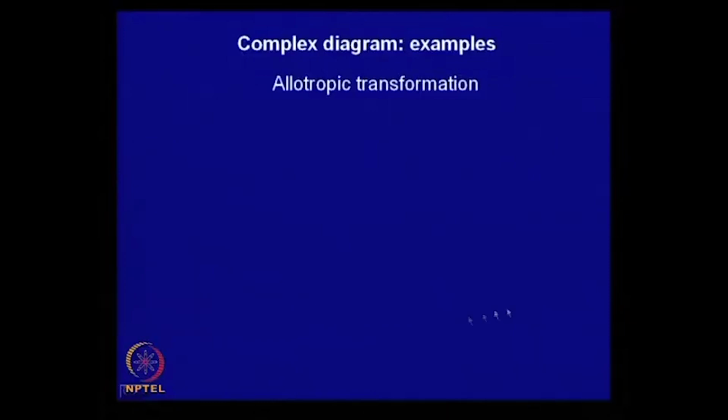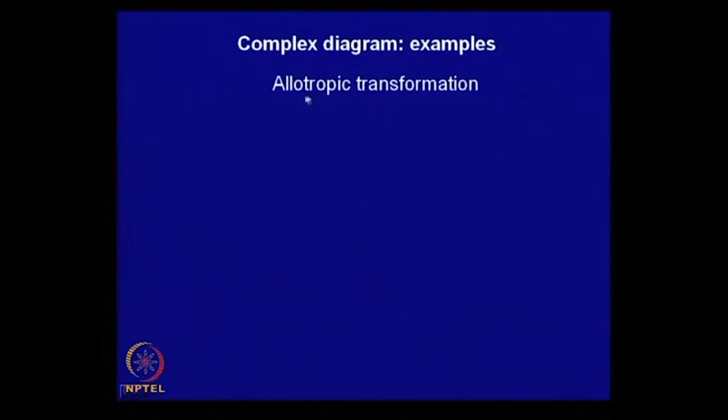As we have seen, pure iron, when you cool, initially solidifies into a body centered cubic structure, then it gets converted into a face centered cubic structure, and on further cooling it again transforms into a body centered cubic structure. So, that means pure iron has 2 such allotropic transformations. Now, how are these transformations represented in the phase diagram? Let us look at one example where there is allotropic transformation.